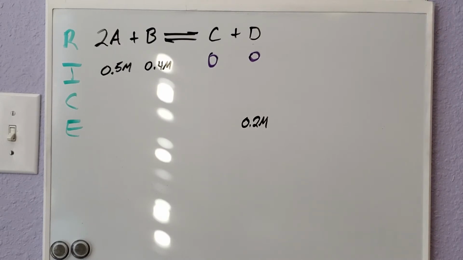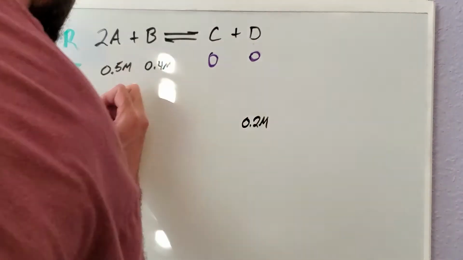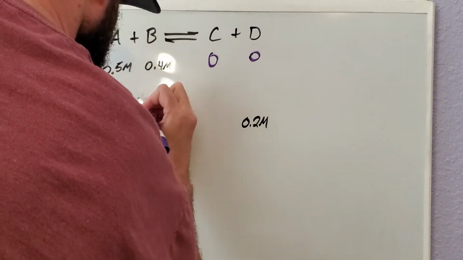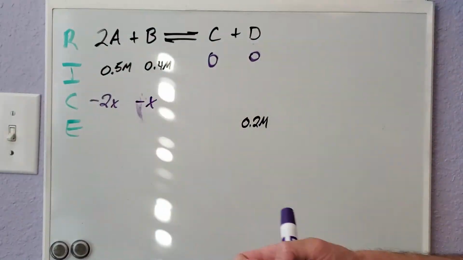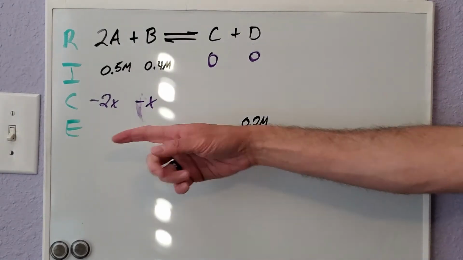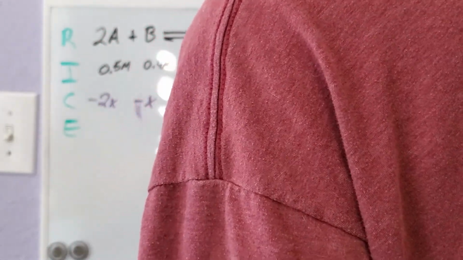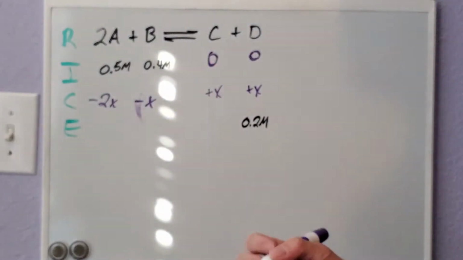When it comes to change, as I mentioned at the very beginning of this video, the balanced chemical equation tells you how these things change. Using X for our unknown, we know that our reactants are going to go away, so we can write out our minus 2X and our minus X. I'm writing minus 2X because two of these are going away at the same rate that one of those is going away. On the product side, we have a C showing up and some D showing up as well.